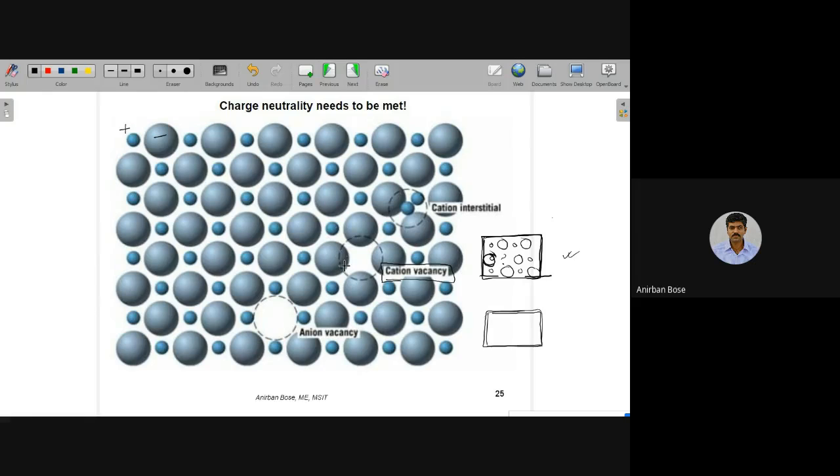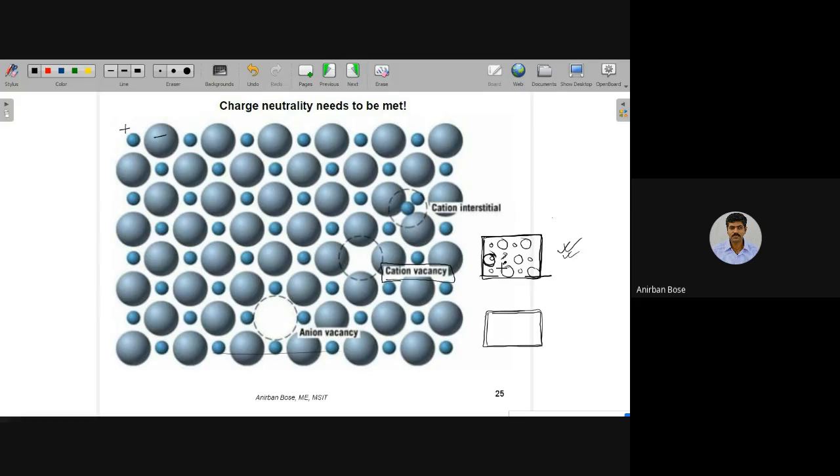Actually in this diagram you are confused. You are trying to consider all three different kinds of defects and trying to consider that the whole thing is neutral. No, it is not like that. Suppose only cation vacancy is there, no anion vacancy is there, no cation interstitial is there, nothing else is there, only cation vacancy is there, but still it is electrically neutral, then that particular defect is called cation vacancy. Like what I am trying to show you in this diagram. This is the cation vacancy. So at this place the cation is missing, but still it is electrically neutral.